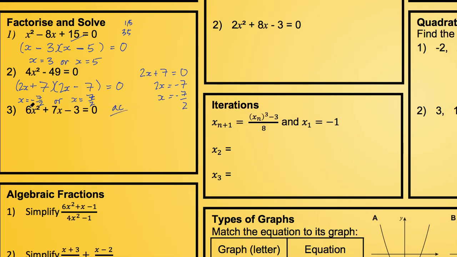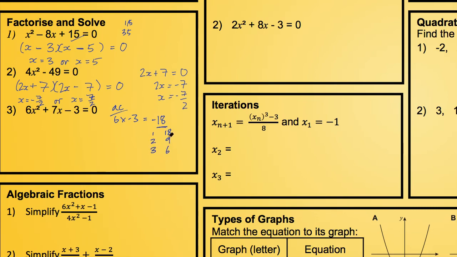I would be multiplying the A position and the C position, so that's 6 times minus 3, which is minus 18. I'm just going to look for factor pairs that multiply to 18, so I've got 1 and 18, 2 and 9. They have a difference of 7, so that's going to be it. The other pairs would be 3 and 6, and that would be it.